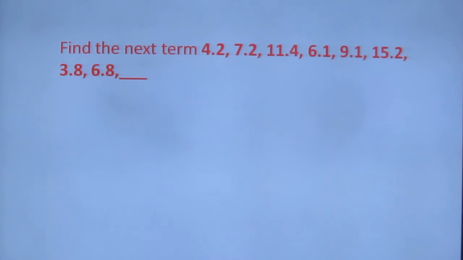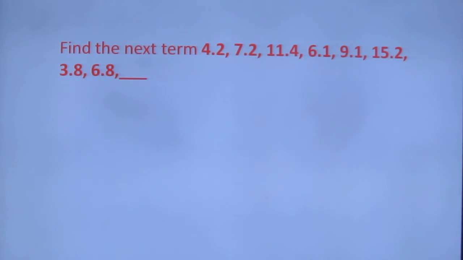Find the next term. 4.2, 7.2, 11.4, 6.1, 9.1, 15.2, 3.8, 6.8. How to do this question? It looks somehow tricky here, right? The first 3 numbers are given in ascending order. After 11.4 it goes descending, then again it starts ascending, then again after 15.2 it descends. What is this? You may just think how to solve this.